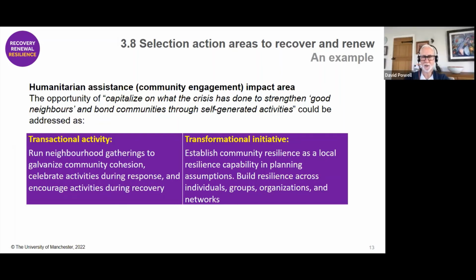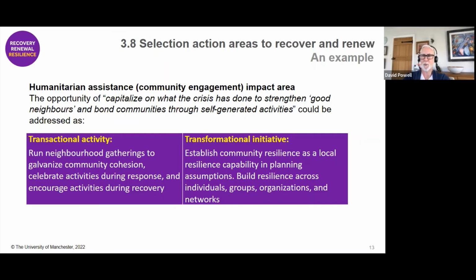So yeah, there's a breakdown. If we talk about, say, humanitarian assistance, community engagement, impact area, it may have identified an opportunity to capitalise on what the crisis has done that strengthens good neighbourliness, to bond communities through self-generated activities. And they can either be addressed as either transactional activities described as being recovery, or transformational through renewal. So anything from running neighbourhood gatherings to galvanise community cohesion, celebrate the activities in the recovery phase, right the way through to establishing community resilience as a local capability for the next disaster, or to help people prepare better for the next shock that may impact on that particular community.